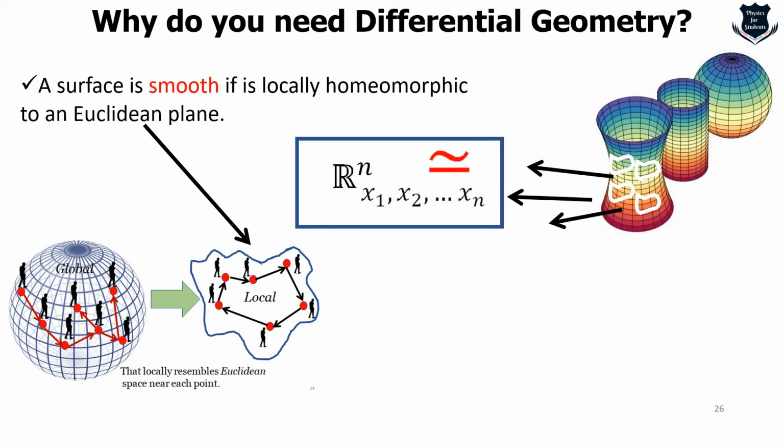That means R^n, that means real numbers raised to the power n, are isomorphic to x1, x2, dot dot up to xn. That means the surface is smooth. We will come later, not in this video, to what is a smooth surface, what is continuous, smooth, etc. But the surface is smooth and is locally homeomorphic.